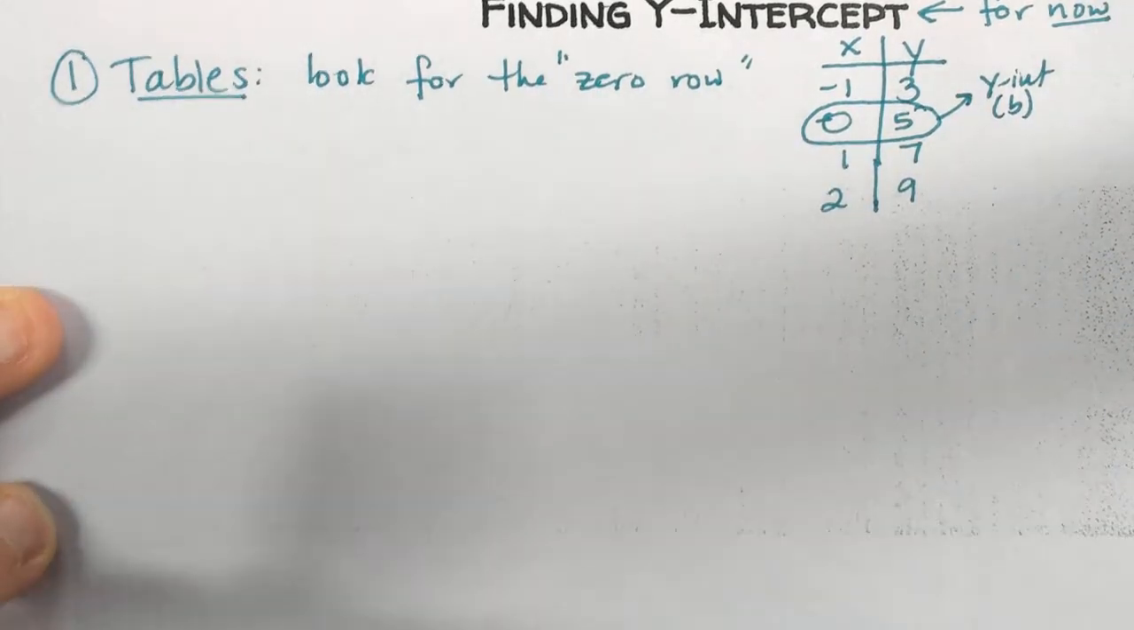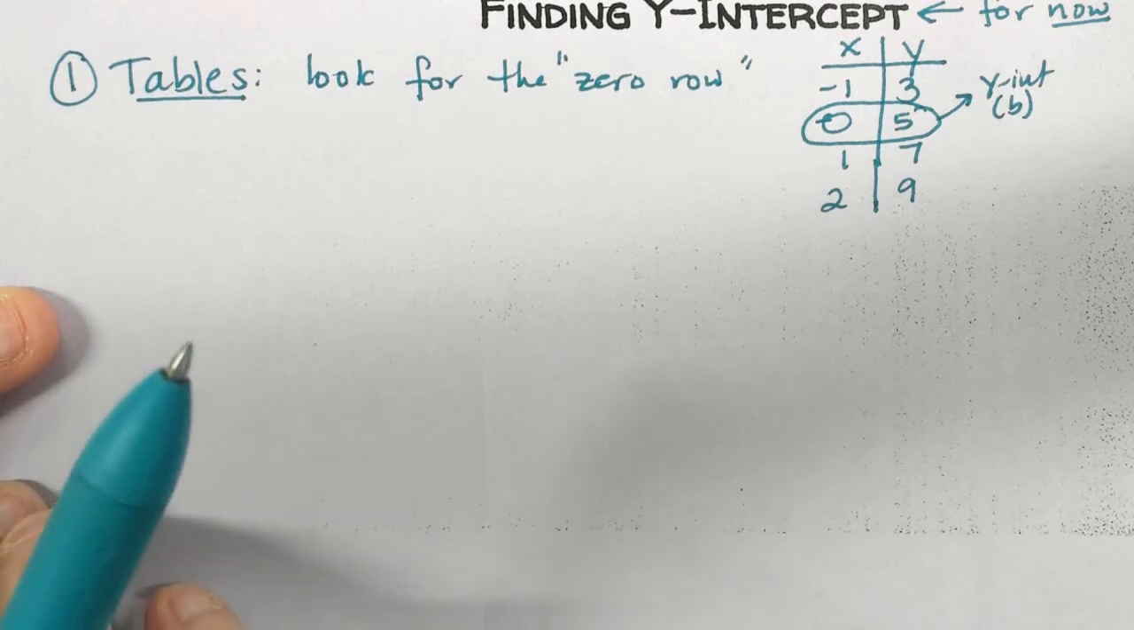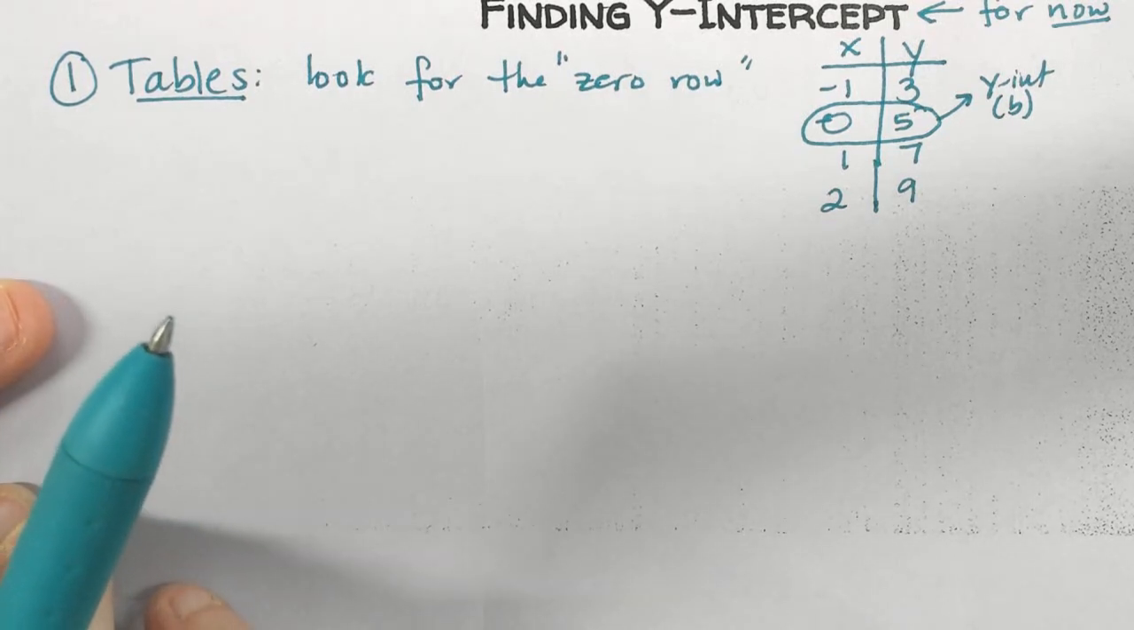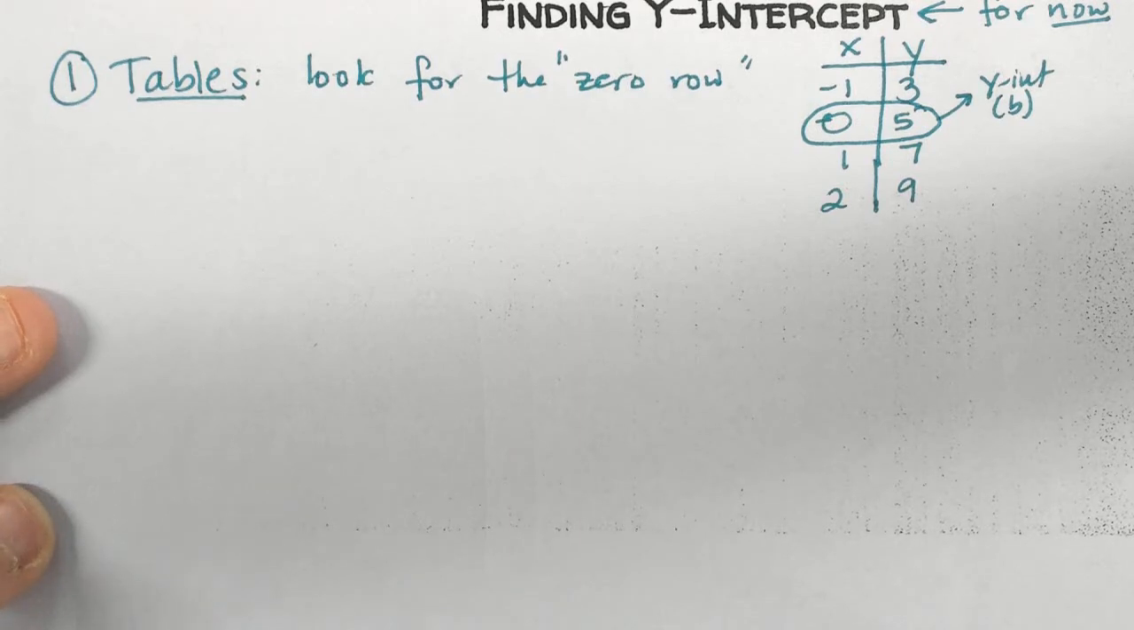Okay, so that's my y-intercept. So in a table, I'm looking for the 0 row. Now, we're not always going to find it. But if you see it, yay, there it is. It jumps right out at you. And for this unit, that's all we're worried about.